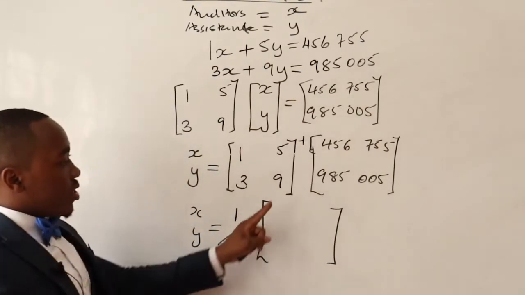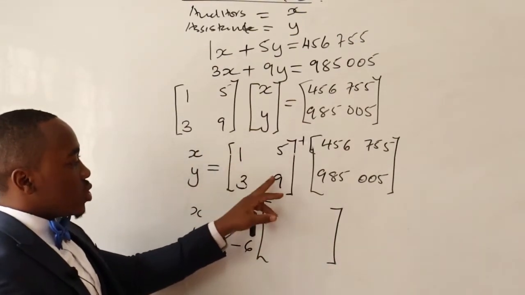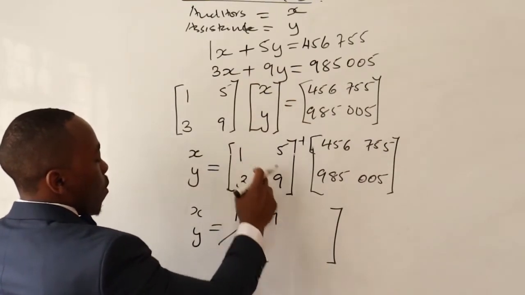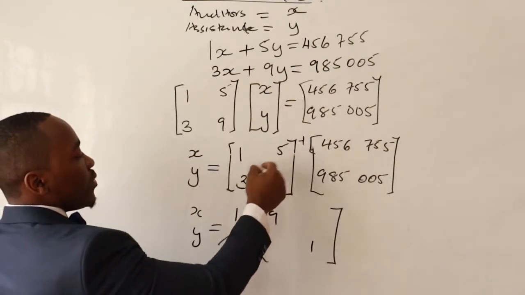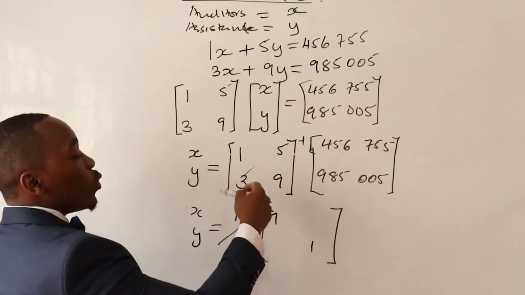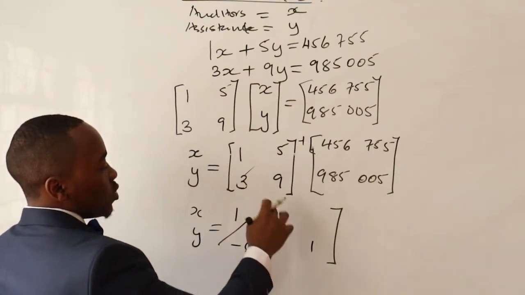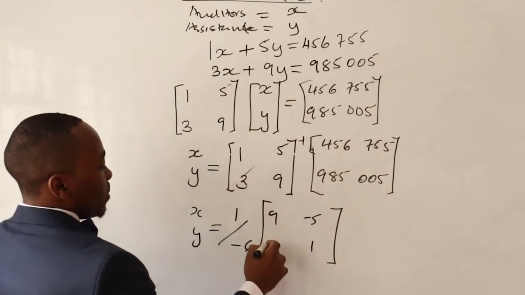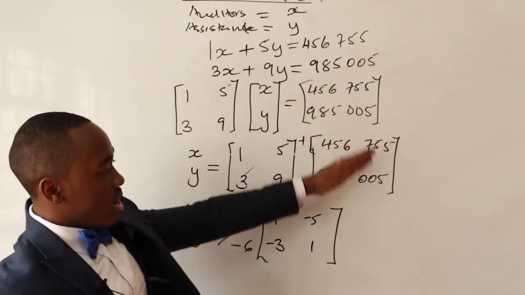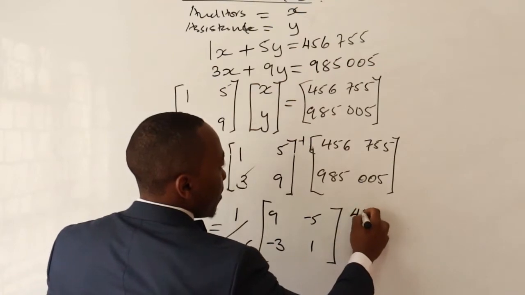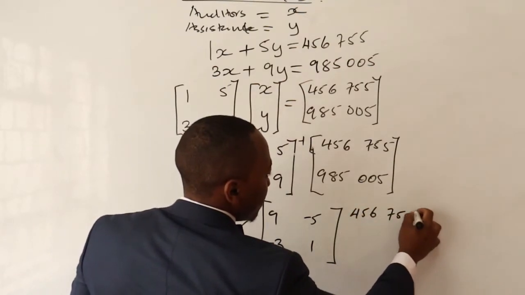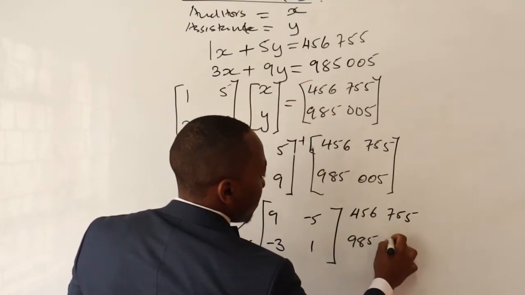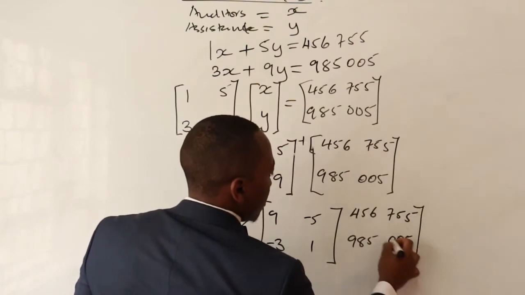Then, for the major diagonal elements, you interchange. So 9 goes up, 1 goes down. But for the minor diagonal, you change the sign. So this one is positive 5, so it will be negative 5. This is 3, it will be negative 3. And then we multiply by 456,755 and 985,005.